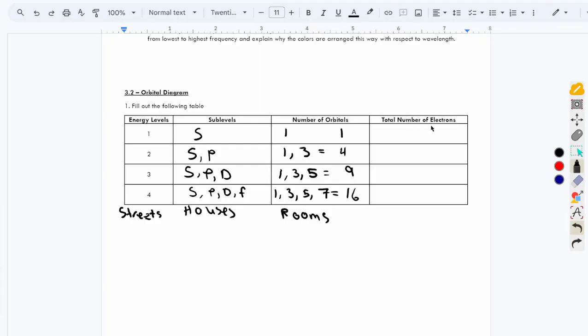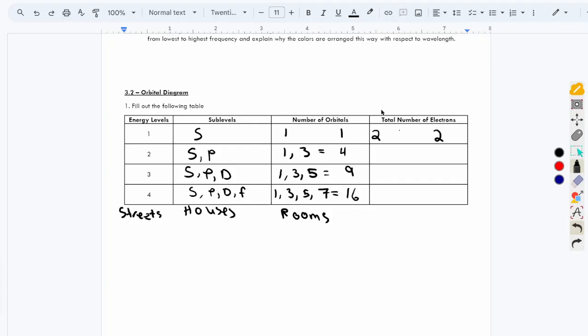And total number of electrons. Well, how many electrons can fit in each room? It's 2. So 2 electrons in one room. Don't forget that the total number of electrons is also equal to this equation here.